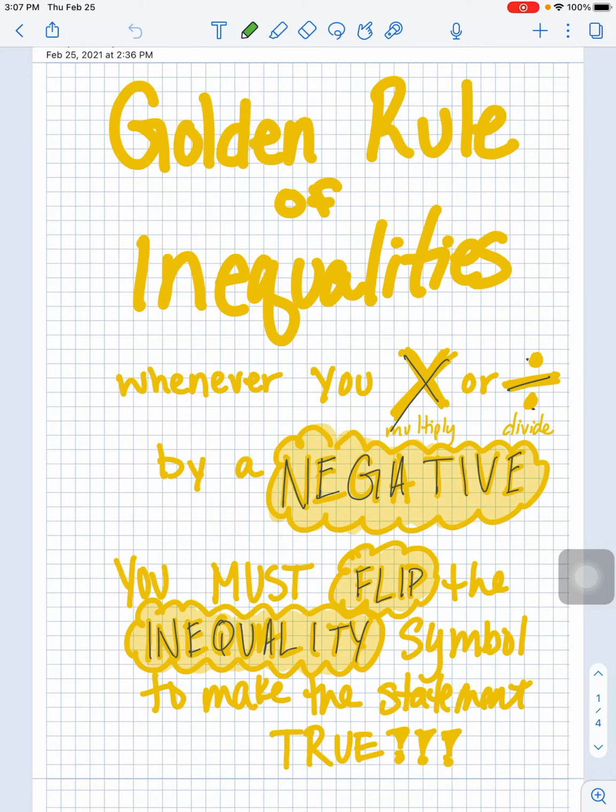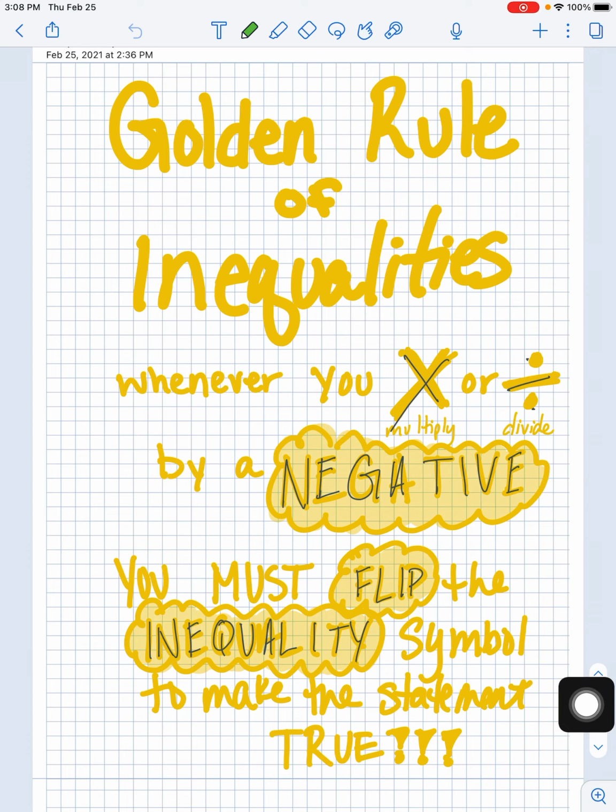So this is a reminder of the notes that we took on inequalities. The golden rule of inequalities is basically when you're solving inequalities, you do the same steps as solving equations, unless you multiply or divide by a negative. If when you're solving you have to multiply by a negative or divide by a negative, then you have to flip the inequality to make the statement true.